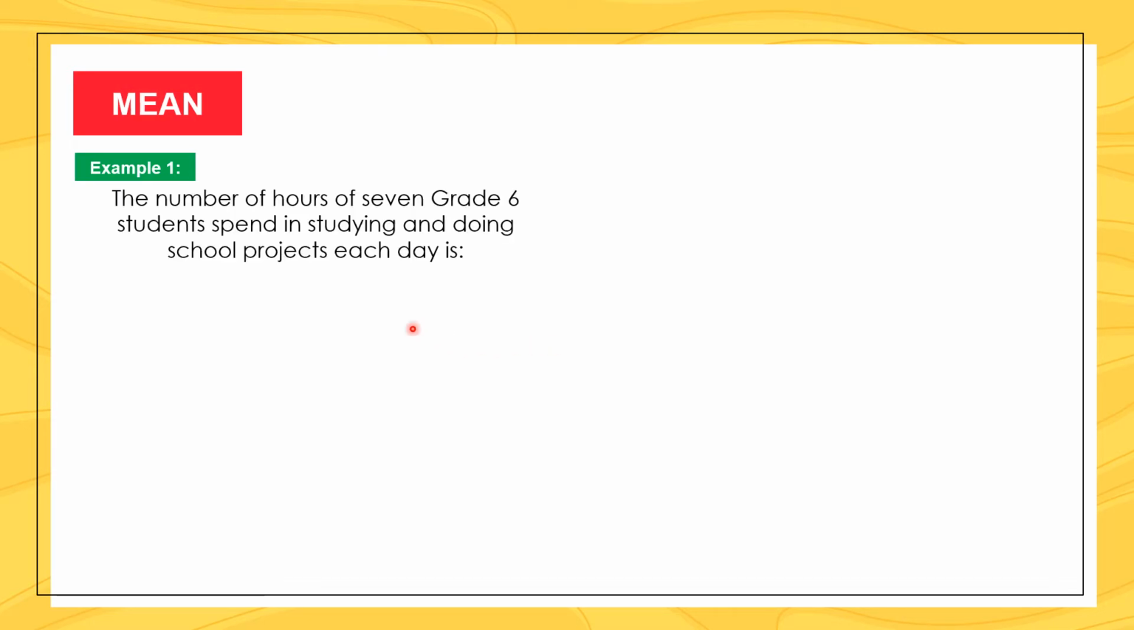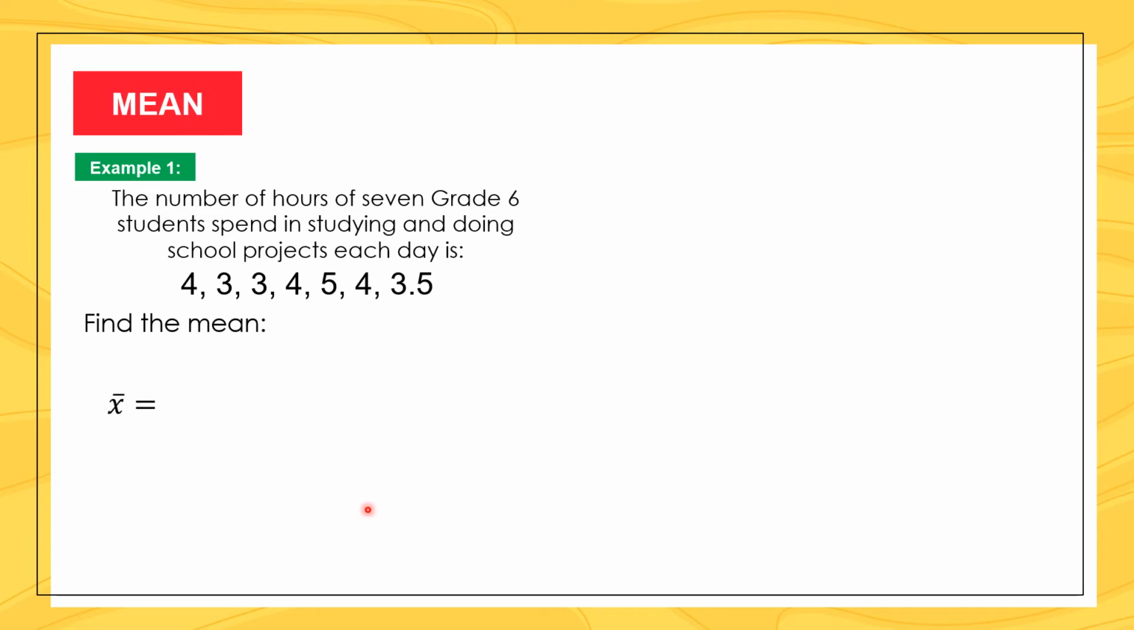Let's have the mean, and let's have an example. The number of hours 7 grade 6 students spend in studying and doing school projects each day is as follows: 4, 3, 3, 4, 5, 4, and 3.5. Again, this is the data obtained from the 7 grade 6 students. What we need to do is find the mean. So how do we find the mean?